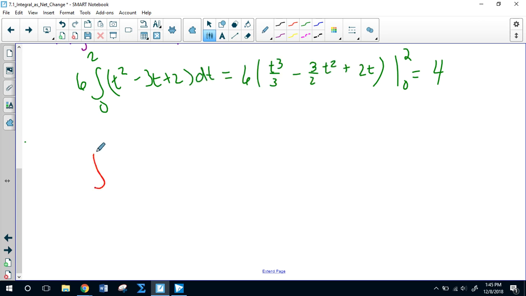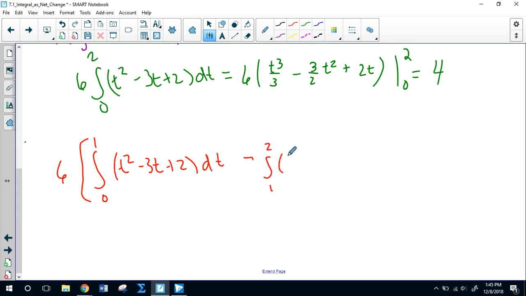Okay, so now because I'm not using my calculator, I'm going to go ahead and split this into 2 integrals. So I'm going to put a 6 out front still, and I'm going to integrate from 0 to 1. I know that's when it's moving to the right. So that integral will be positive. And then I'm going to integrate from 1 to 2, same function, because I'm not changing that. So let me fix that. I just want to make it the opposite of what it is.